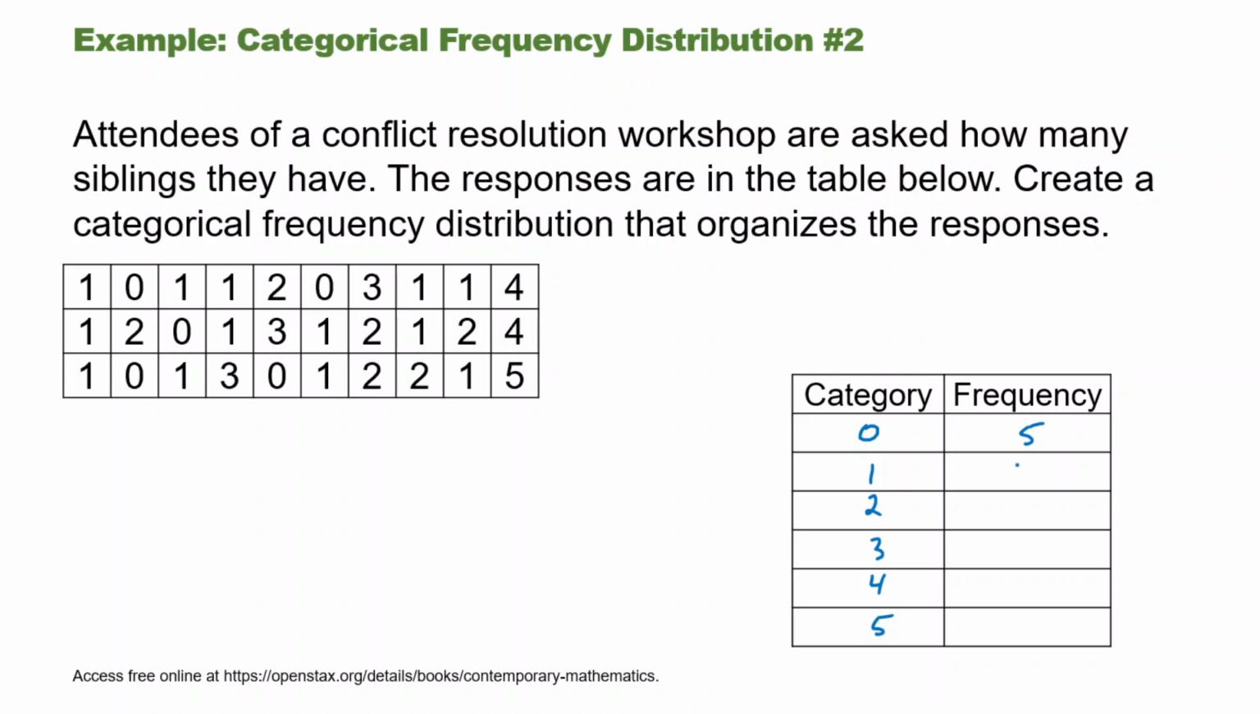Category 1 has 13 in it. Category 2 has 6. Category 3 has 3. Category 4 has a frequency of 2. And Category 5 has a frequency of 1. Now if we add these frequencies up, so 5 plus 13 plus 6 plus 3 plus 2 plus 1, we should get a total of 30, and this table of data is a 3 by 10, 3 rows, 10 columns, so that should match. And it does.